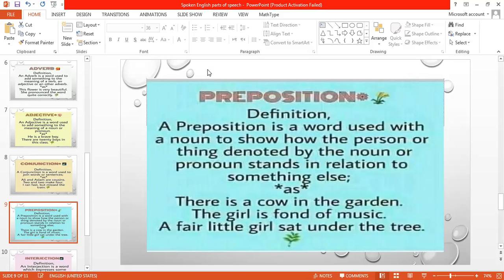That will be a wrong sentence. She is fond of music. It means he likes music a lot. Then a fair little girl sat under the tree. So where is the girl sitting? She is sitting under the tree.